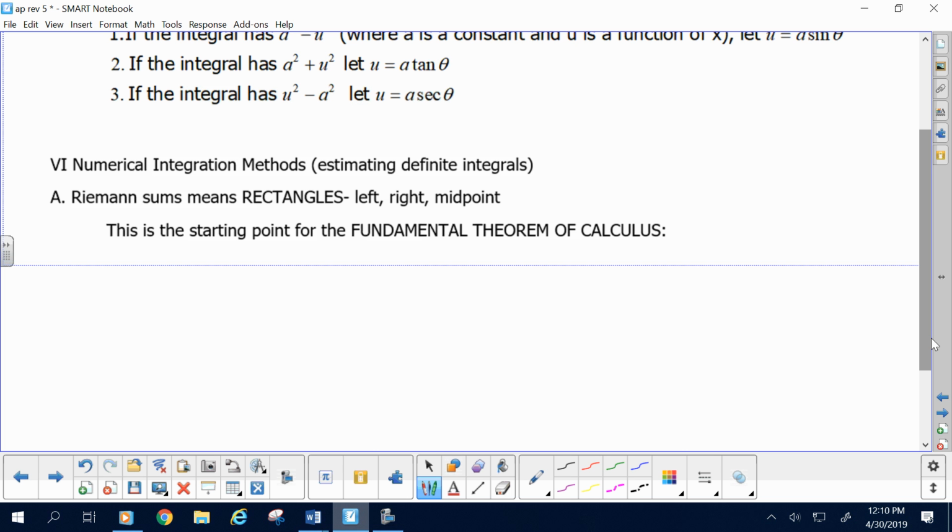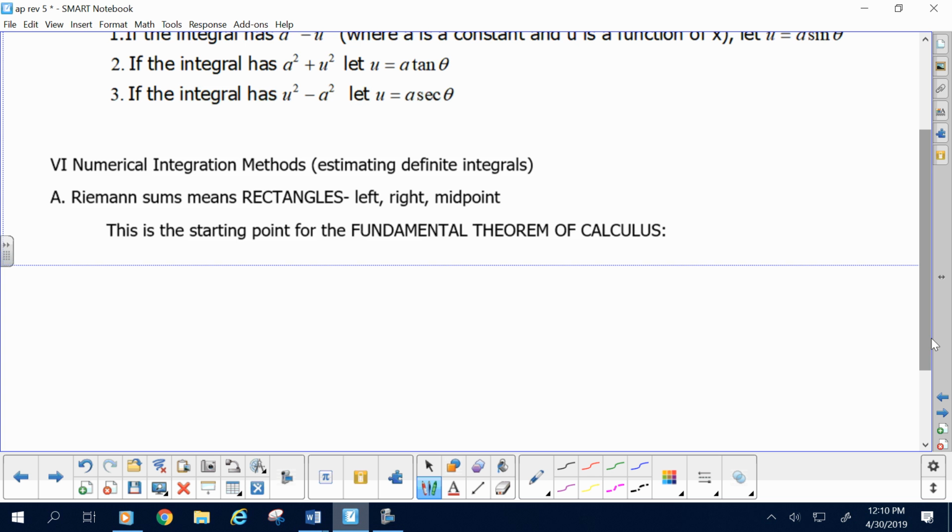Rectangles overestimate or underestimate based on not concavity, but increasing or decreasing. Okay, it's all about increasing or decreasing. Trapezoids, you have equal and unequal. I'll get to that, but that's based on concavity. There's also Simpson's rule. That is not on the AP test. You do not have to know it. Okay? All right.